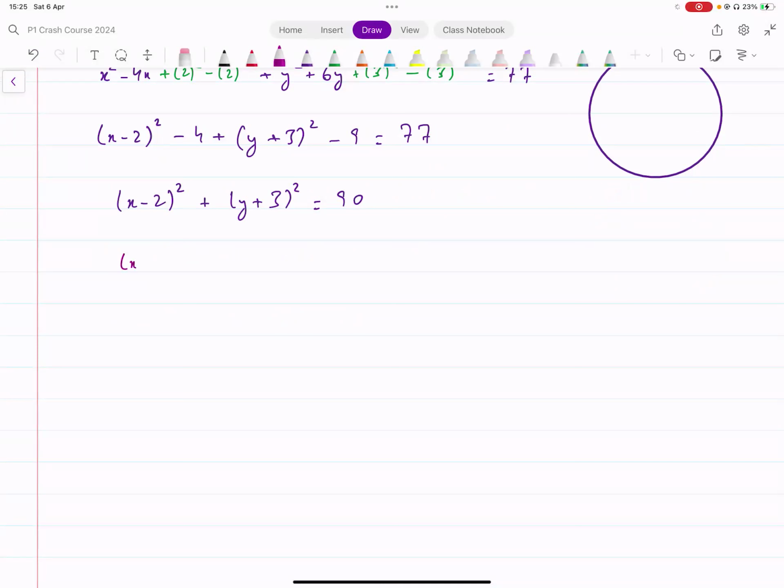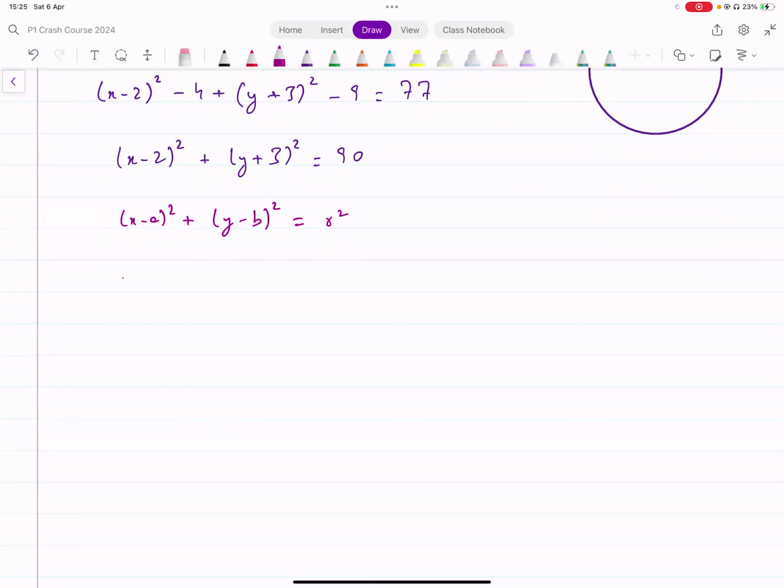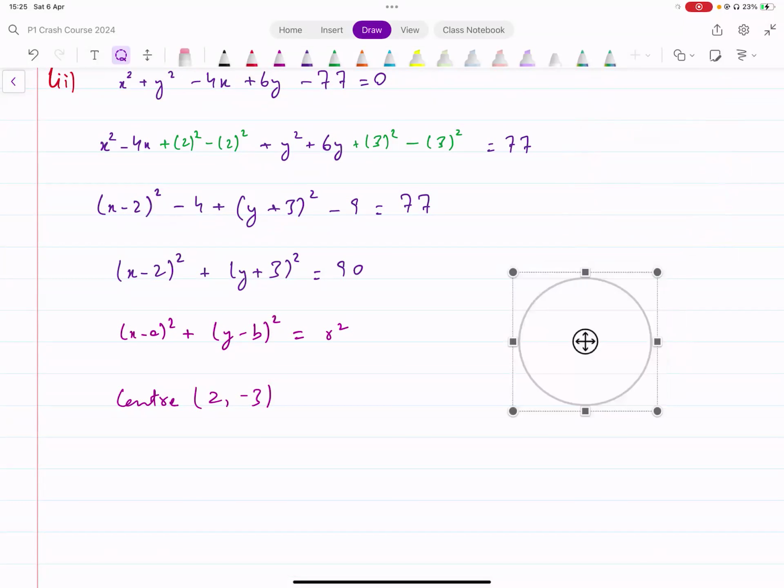What's the standard form of the equation of a circle? x minus a whole squared plus y minus b whole squared equals r squared. The center is going to be 2 and -3, right? That's what the coordinates of the center turn out to be. So now let's say this is the circle that we're talking about, and the center is right here. We know the coordinates of the center are 2 and -3. The y coordinate of the center is negative, that means the center is below the x-axis.